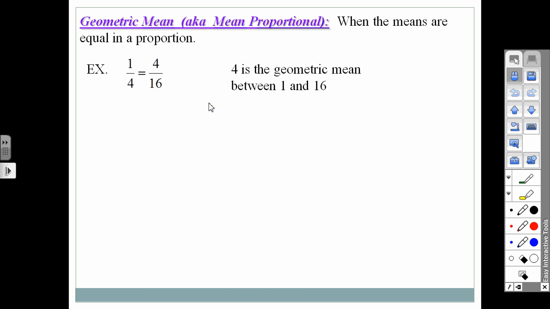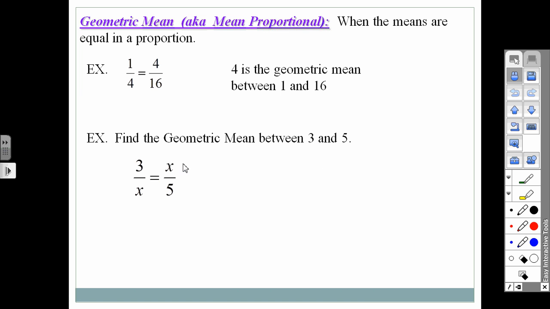So what they're going to ask you to do is something like this. Find the geometric mean between two numbers, 3 and 5. It's actually a very easy problem to set up, knowing that the 3 and the 5, those are your extremes, and the geometric mean is what we're looking for. It's the same for both spots, so we put an X in both of those spots. Now using our means extremes product theorem, we can cross multiply, and we get x squared equals 15.